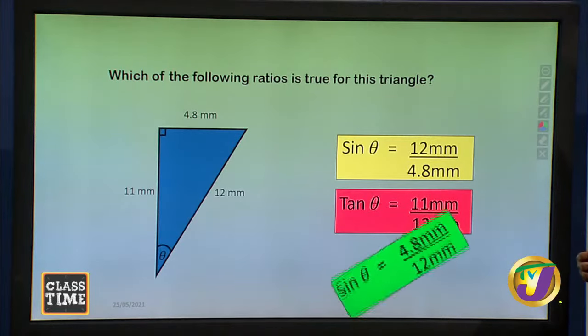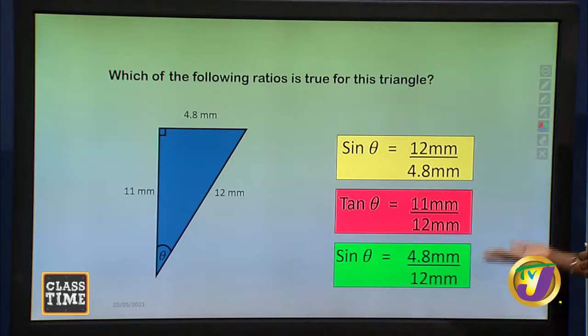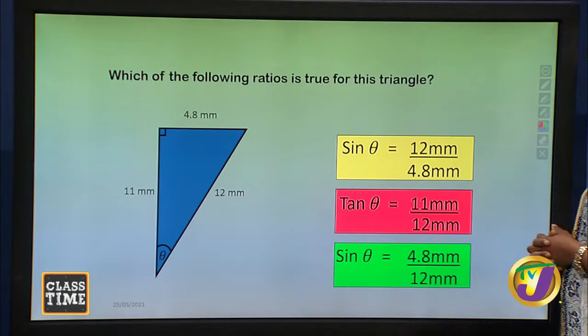So the correct statement there, or the correct ratio, would be that sine theta is equal to 4.8 millimeters divided by 12 millimeters. All right.